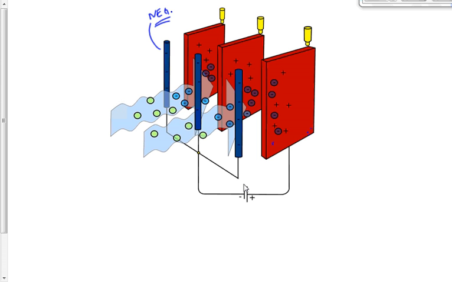This is not a curriculum objective, by the way. So don't worry about copying this diagram down. This is an example that illustrates our curriculum objectives of charging by induction, charging by conduction. Got another one for you.